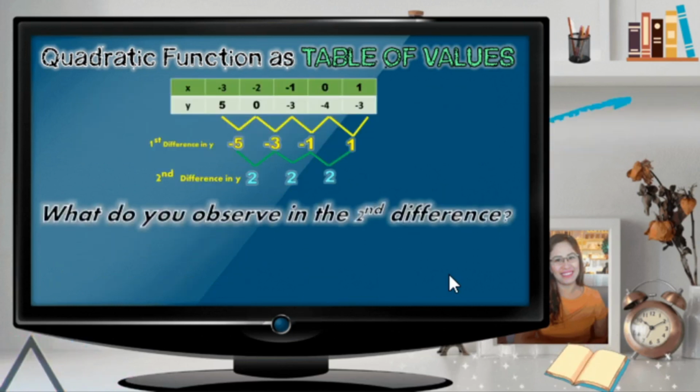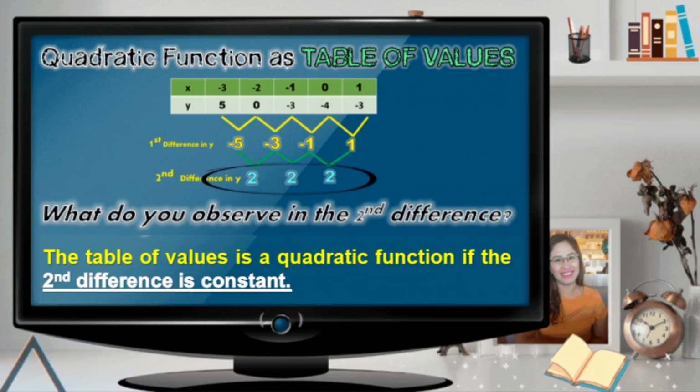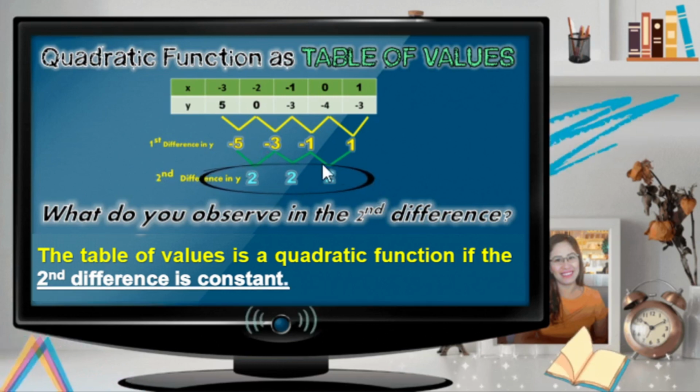What do you observe in the second difference? Yes, our second differences are all the same. So therefore, the table of values is a quadratic function if the second difference is constant. This means that for the table of values to be a quadratic function, the second difference in y must be constant.